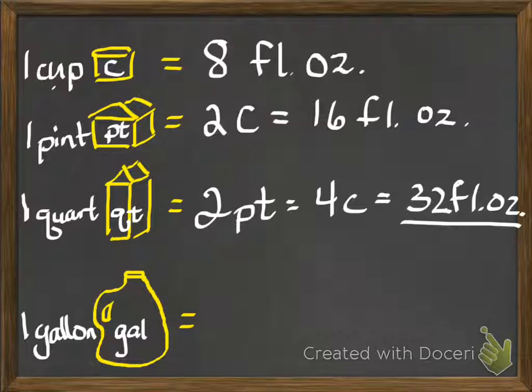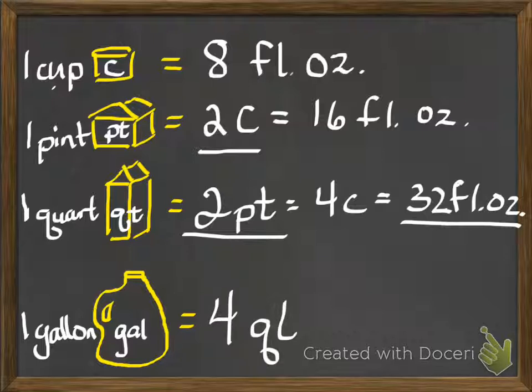Okay, so far we've got a cup equals 8 fluid ounces, a pint equals 2 cups, and 1 quart equals 2 pints. You might think to yourself, well, we're just going to keep multiplying by 2, but it doesn't always work out that way. 1 gallon is the same as 4 quarts. So that one's a little different. It's the same as 4 quarts.